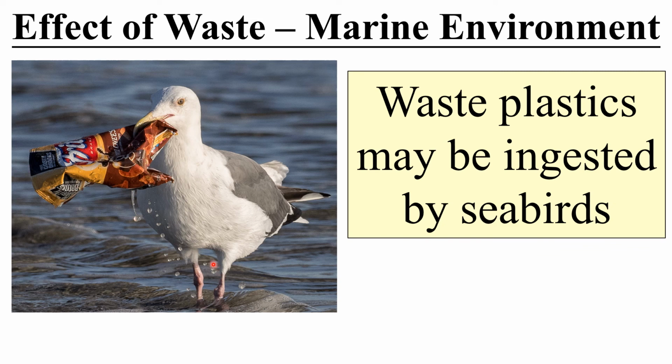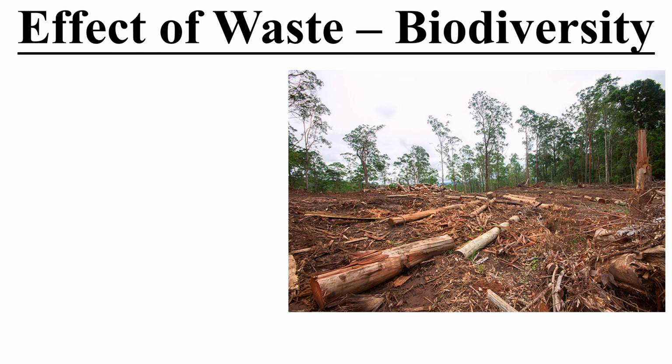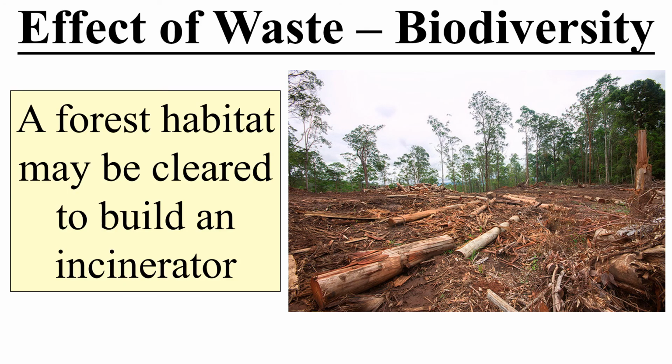And then the marine environment, so you could talk about the harm to animals. So waste plastics could be ingested by seabirds. You could also have talked about bioaccumulation with your pesticides, and that's waste from the agricultural industry, I suppose. And then biodiversity, so in order to accommodate our need to produce new products and then eventually get rid of the waste it produces, you might have to clear ecosystems, for example, a forest habitat to build an incinerator or to have a landfill site, and that would have a negative effect on biodiversity.